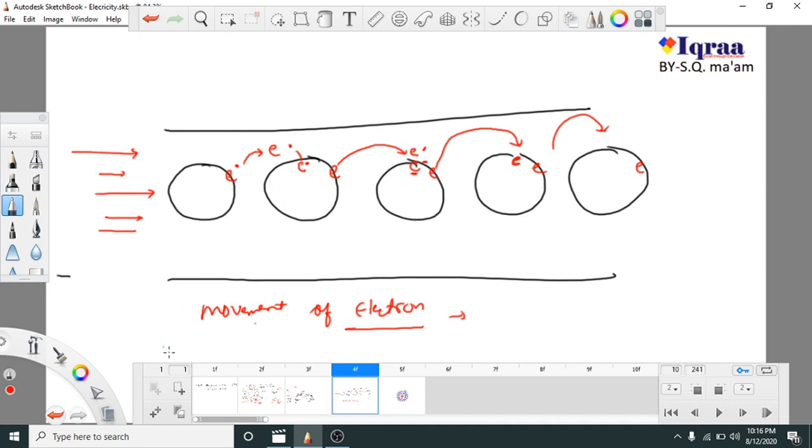Okay, if you generate force in future, kindly inform me. Okay, jokes apart.